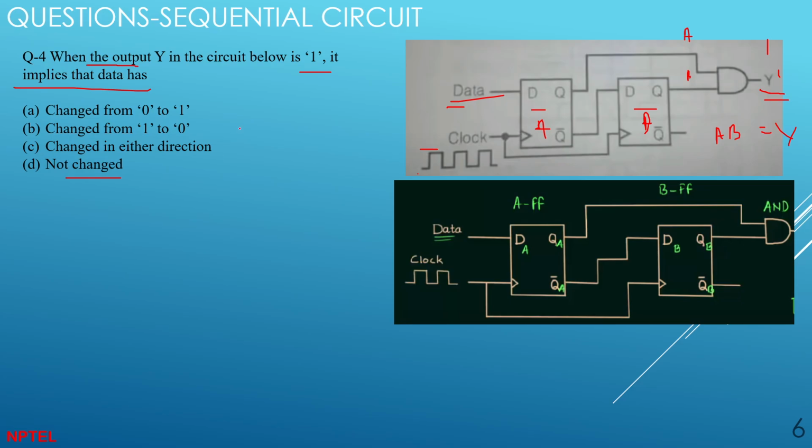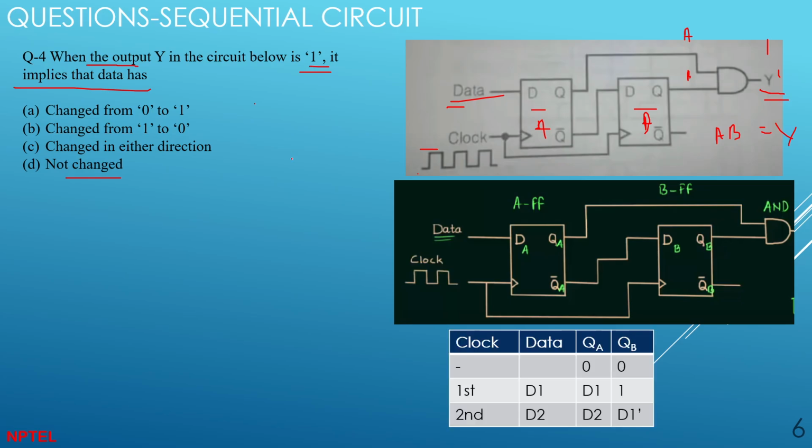This problem can be solved by a Boolean approach. How? Because you have this one. You can draw a timing diagram of Y, and you can check what happens when you change this data from 0 to 1. So first of all, let's draw this diagram.